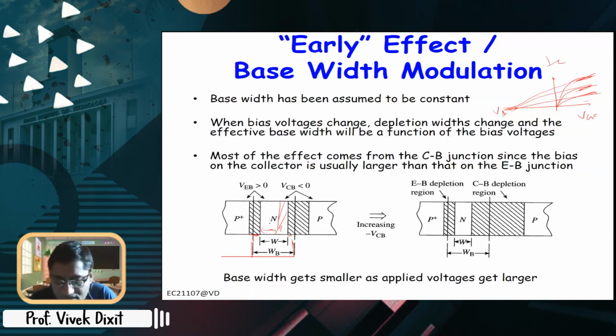So now for the narrow base, what happens? Your carriers which are injected, their slope will increase because this is the depletion region, so now it has to go to 0 here. So the slope will be more. So your currents IEP and ICP will increase. So your IE and IC will increase. Now how does it increase? How does the width change?